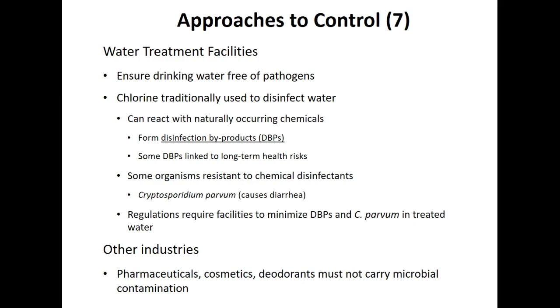So very important, once again, to summarize here, that we adequately treat water that we use for everyday usage as far as drinking and cooking and things of that nature. Ultimately, a lot of times, like I said, chlorine is used to try and ensure that those municipal water supplies are properly protected. Other industries, pharmaceuticals, cosmetics, deodorants, so forth and so on, cannot carry microbial contamination as well, for obvious reasons. They're introduced into the body, the surface of the skin, things like that. So you want to limit the microbial growth there.